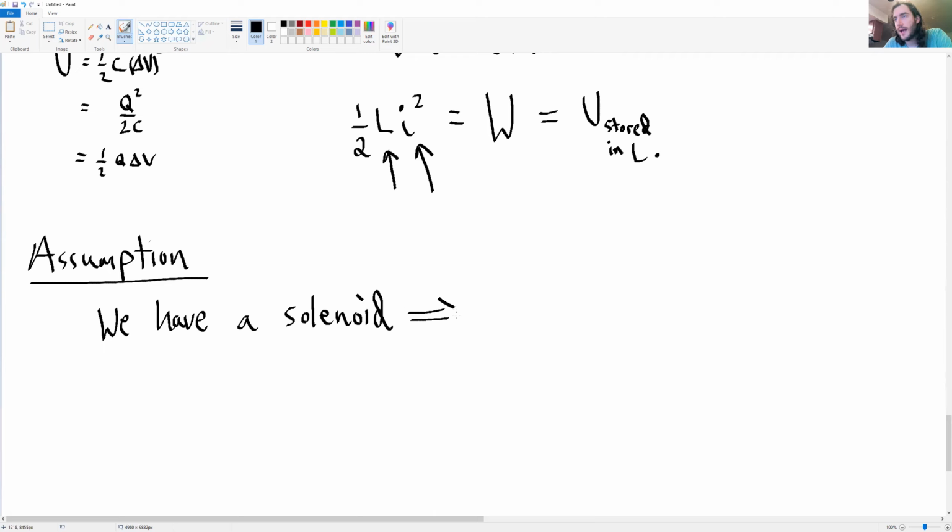That implies that the self-inductance is what? What's the self-inductance of a single solenoid? We just calculated that, right? That's mu 0 n squared times A over the length of the solenoid. So capital L here is the self-inductance, right? The lowercase l is the length of the solenoid.